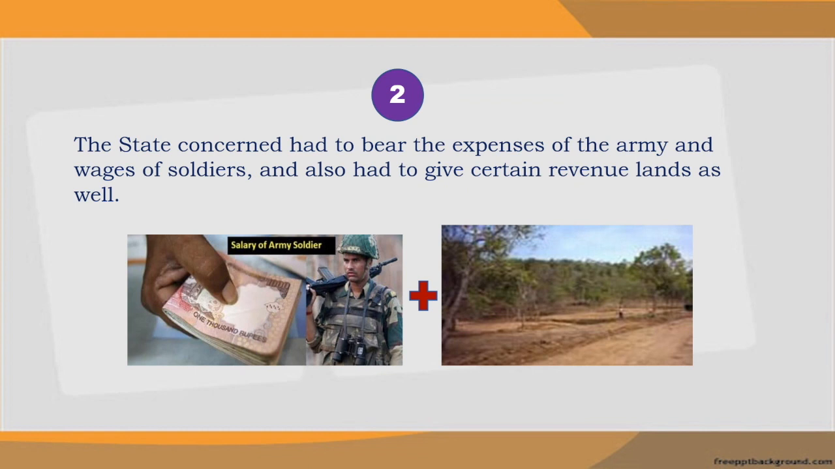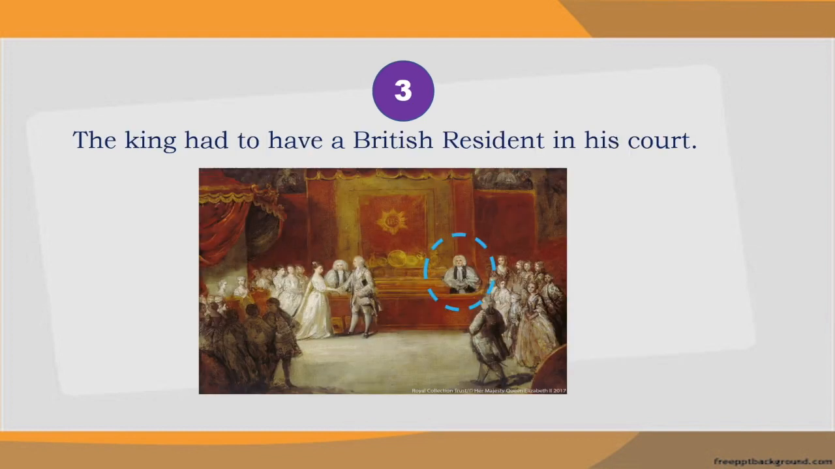Condition number two, the native ruler who accepts subsidiary alliance has to bear the expenses of the army. He has to meet all the expenditure of the army, and also the salary, the wages of the soldiers. And along with that, the Indian king had to give certain revenue lands as well. Condition number three, the Indian king had to have a British resident in his court. He must allow one British officer as a permanent resident in his court.